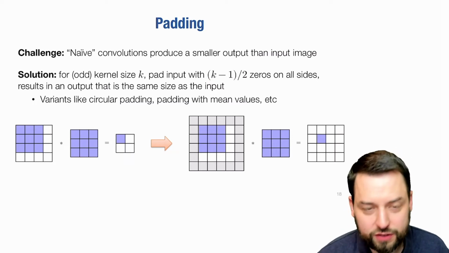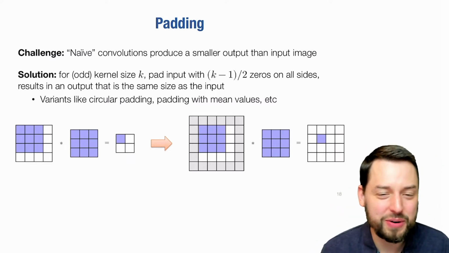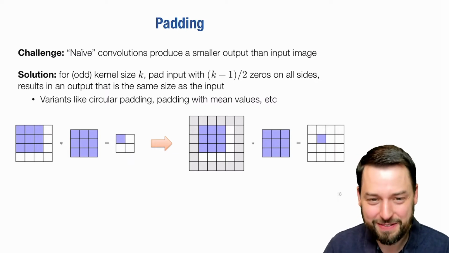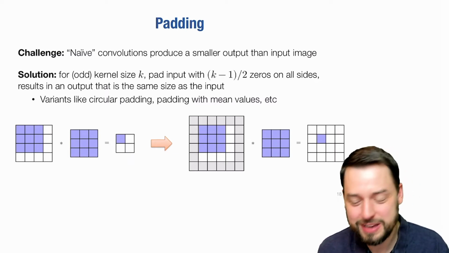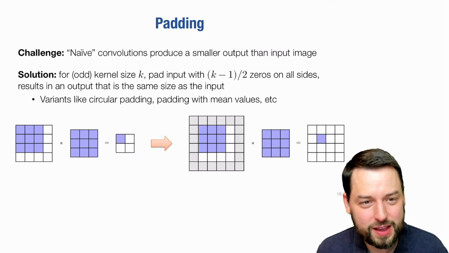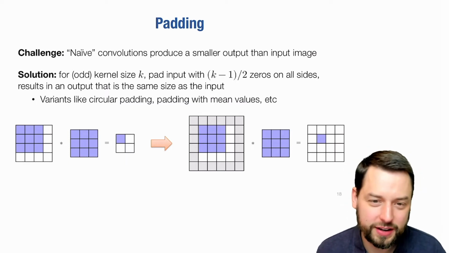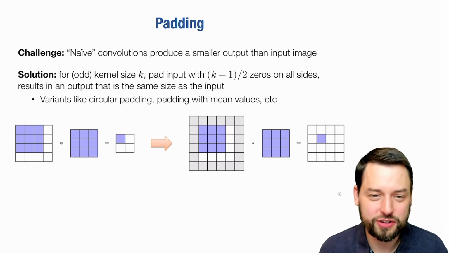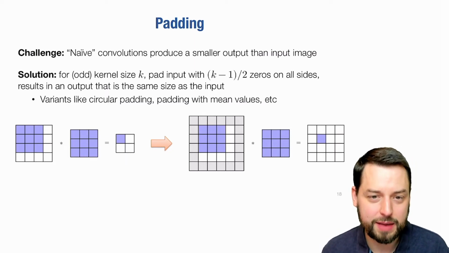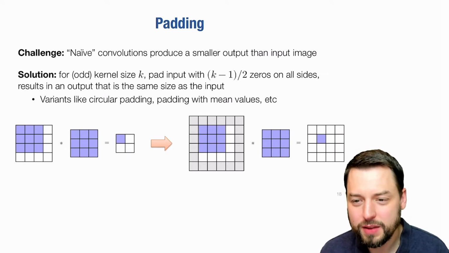This actually works only for odd kernel sizes k. We typically don't deal with even kernel sizes because they're a bit more of a pain. They have to have a different case for padding on one side and the other side. So for this reason, we typically deal with odd size kernels. But this is extremely standard. Essentially everyone uses odd size kernels and uses zero padding such that the output image size is the same as the input image size. All right, so that's practical property one.